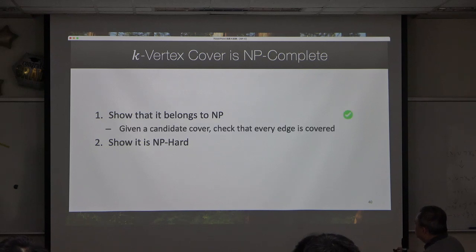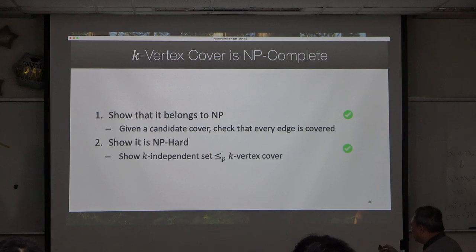So we show it's in NP. That's easy. Given a candidate cover, we check whether every edge is covered or not. That can be done very quickly, in big O of the number of edges time, so it's polynomial. The verification takes polynomial time. So it's NP hard, which I already showed you.